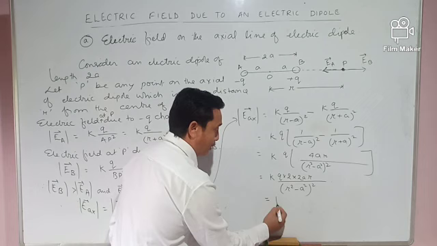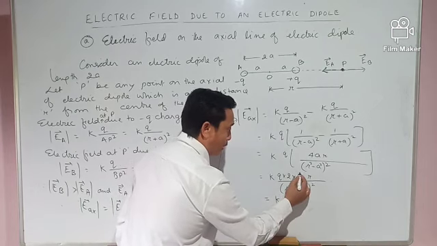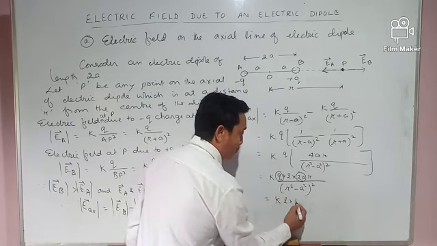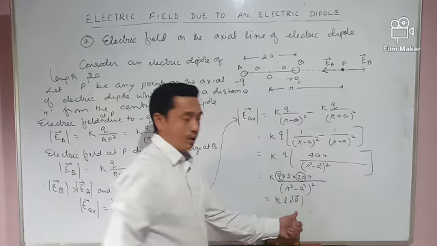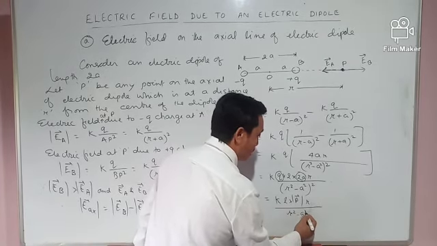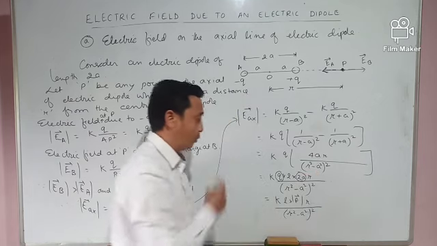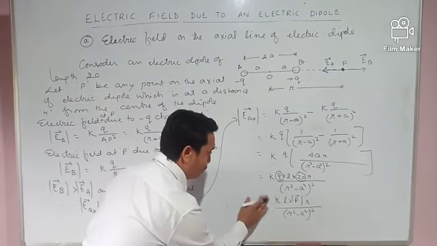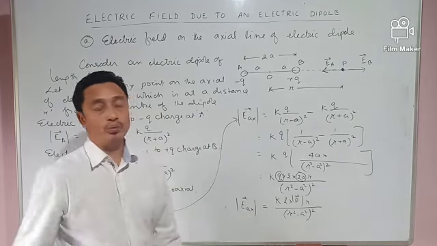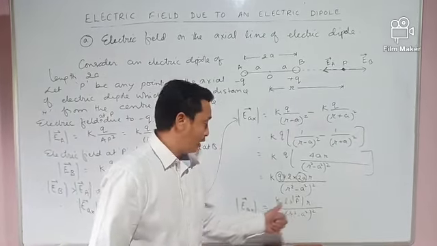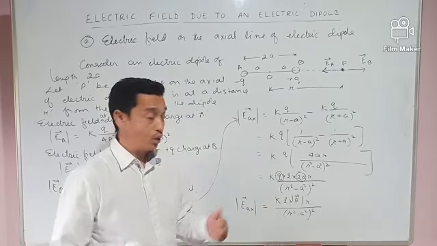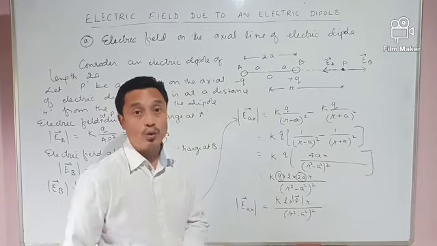So this further can be written as K into 2A into Q. I will write 2 into P, the magnitude of dipole moment, and R, divided by (R square minus A square) whole square. So this is the magnitude of electric field on the axial line of the electric dipole. You will find that the magnitude on the axial line is 2KPR over (R square minus A square) whole square, and the direction of electric field will be along the direction of the dipole moment.